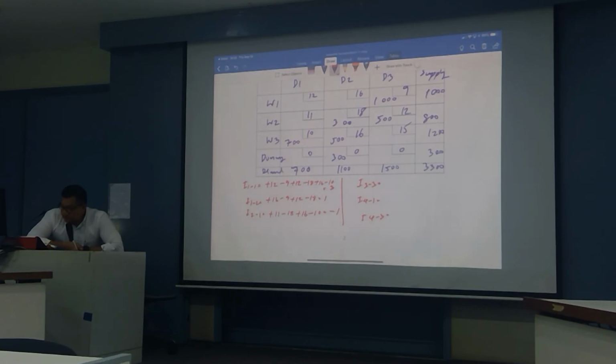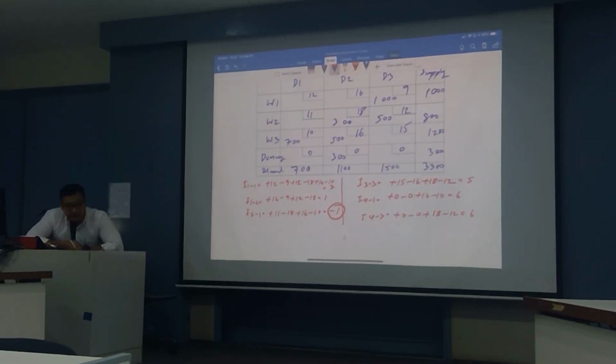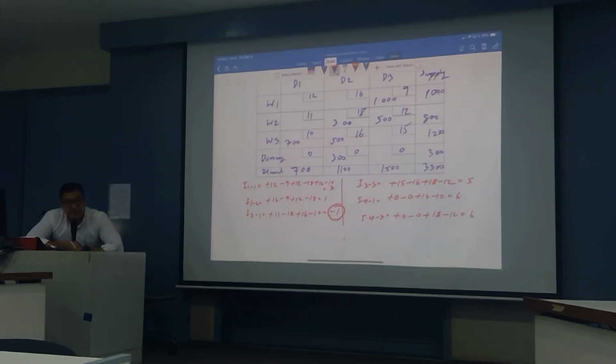Cell 3-3: plus 15 minus 16 plus 18 minus 12. So you have 5. Cell 4-1: plus 0 minus 0 plus 16 minus 10. You have 6. Cell 4-3: plus 0 minus 0 plus 18 minus 12. You have 6. So in this case, we have the negative 1, that's cell 2-1. So it means this is not optimal yet.